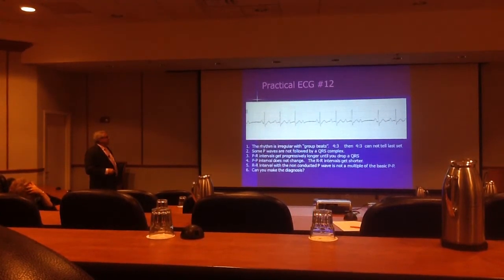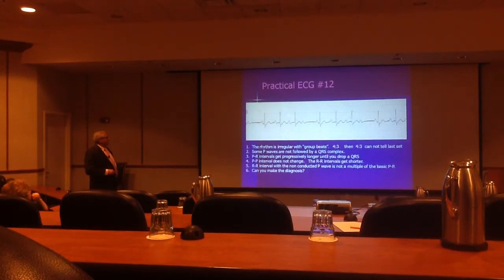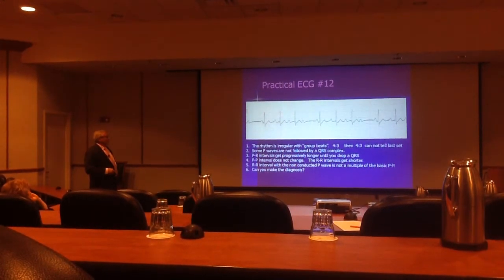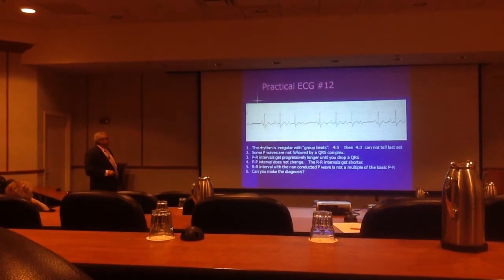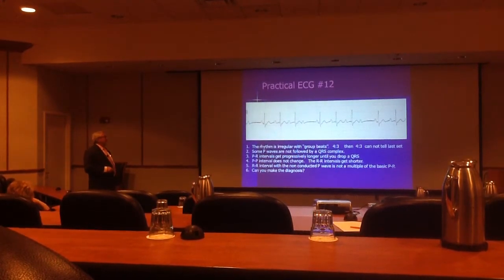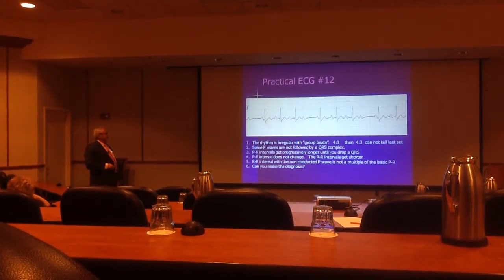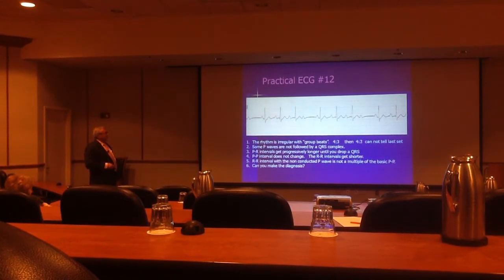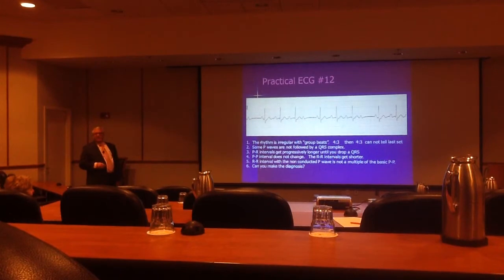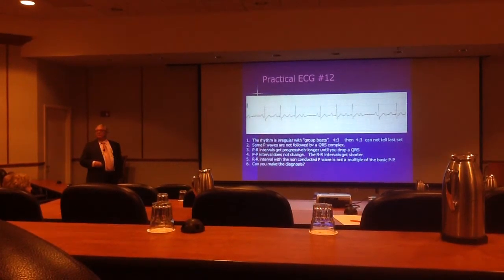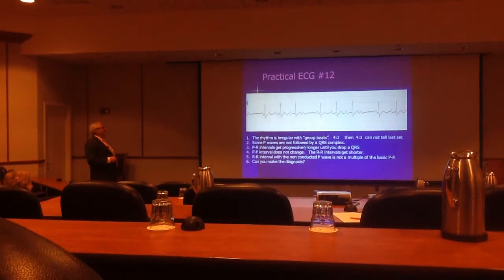If I look at these distances, this distance is greater than this distance, so the RR intervals are decreasing. I take this distance and compare it to this, they're not multiples. So what do we have going on here? We have a P wave before each complex until we drop a QRS. We have a changing PR interval. We have RR intervals that get shorter. The interval that contains the dropped QRS is not a multiple of the basic P to P range. That makes it a second degree AV block type what? Type 1, yeah.